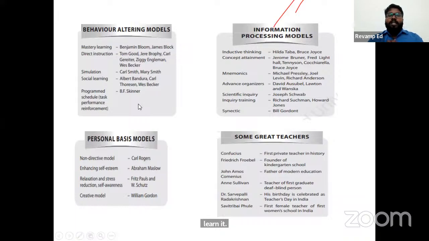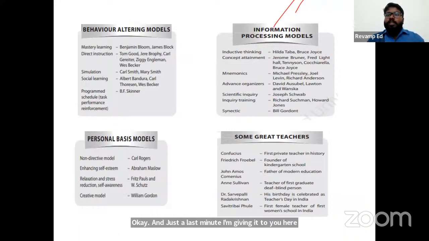Just one last slide I'm giving to you. Here is some of the basic information which is available. It is something you must know about education. These slides have also already been shared, so you can read and get to know. Some of the great teachers have also been given there. You have to read it and prepare it. These are the bullet points here.